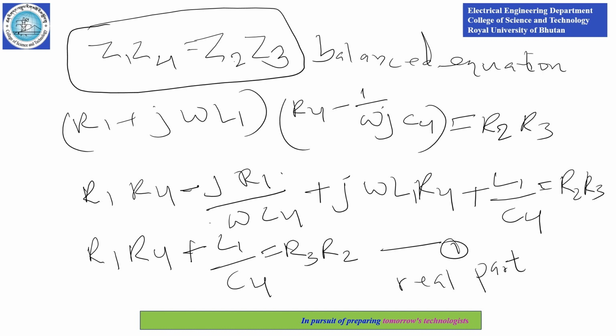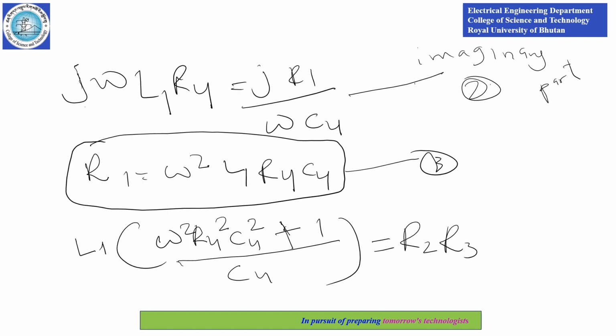Since this equation contains both real part and imaginary part, we equate them separately. So R1 R4 plus L1 by C4 equals R2 R3 is the real part of the equation, and j omega L1 R4 equals j R1 by omega C4 is the imaginary part. Upon cancelling j on both sides and making R1 the subject, we get R1 equals omega square L1 R4 C4. Let's keep this as equation number 3.